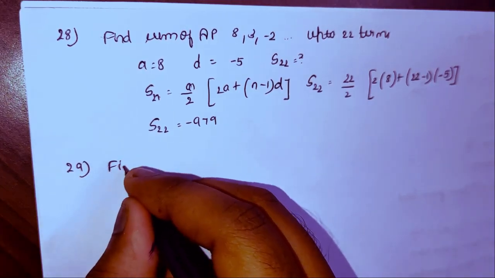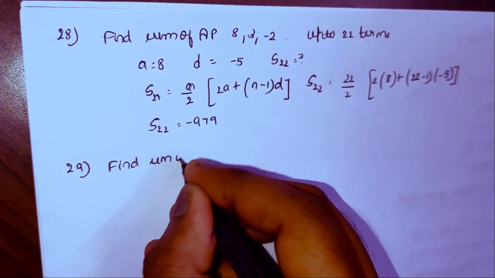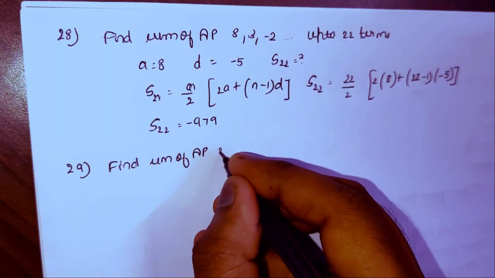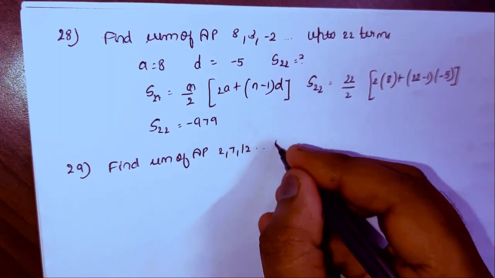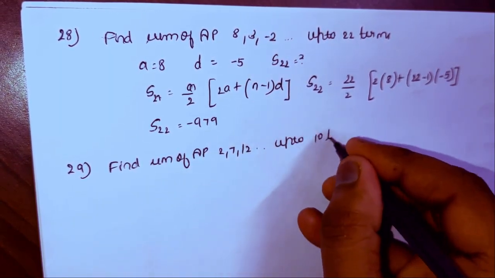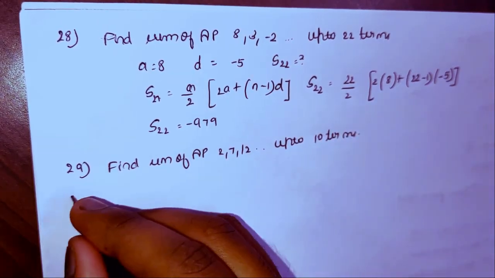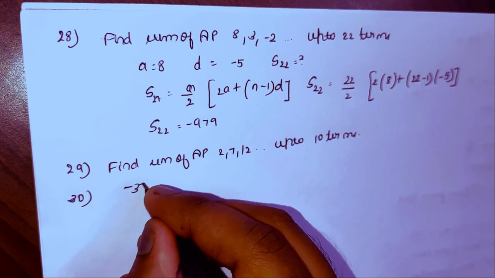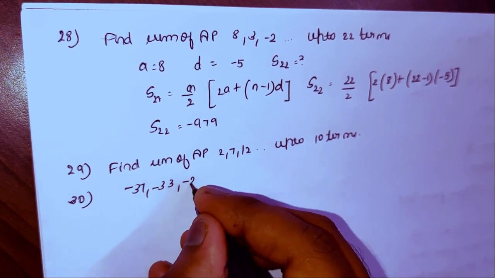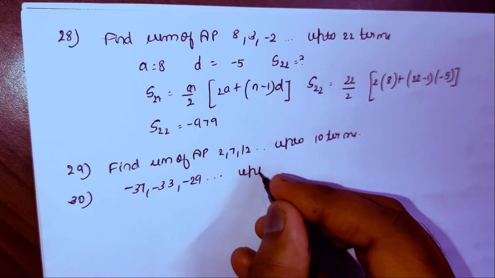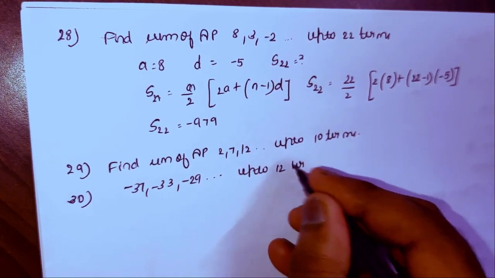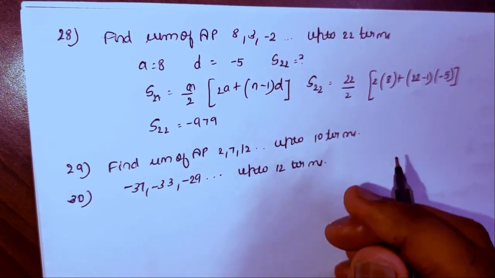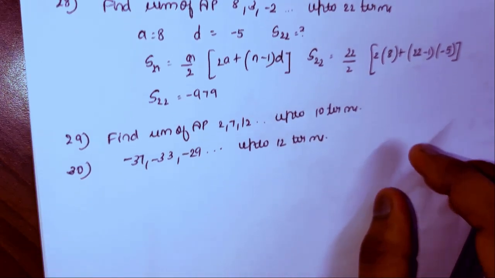Same question. Find the sum of AP 2, 7, 12 up to 10 terms. Minus 37, minus 33, minus 29 up to 12 terms. Now we'll move into the 3 mark questions.